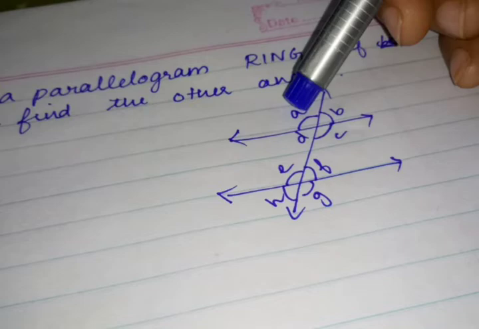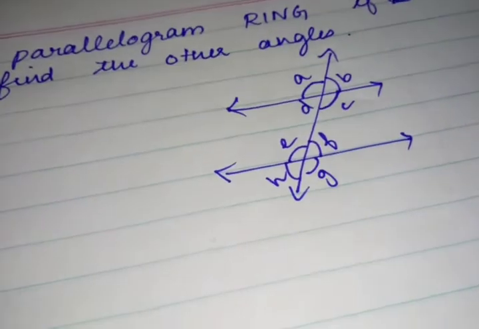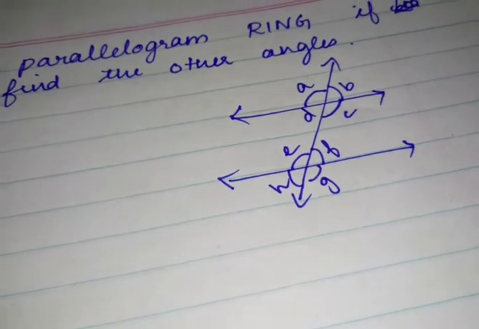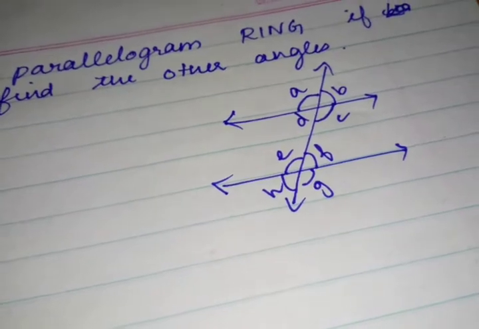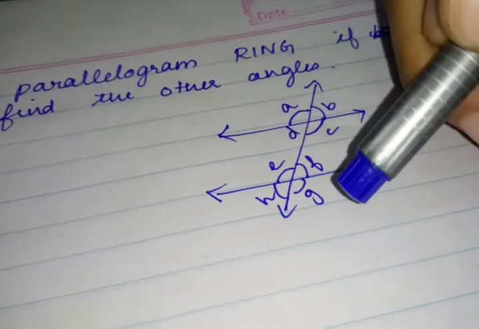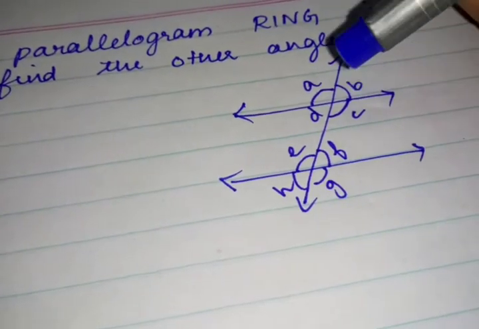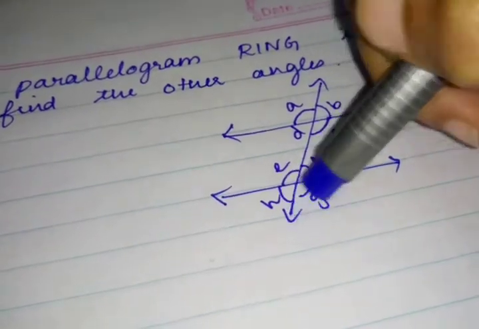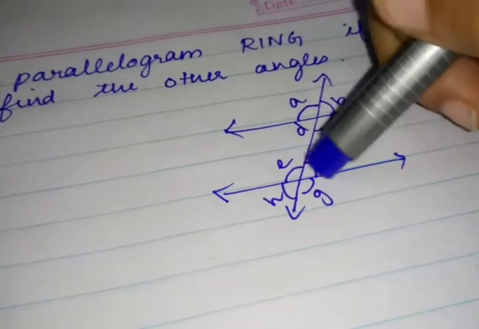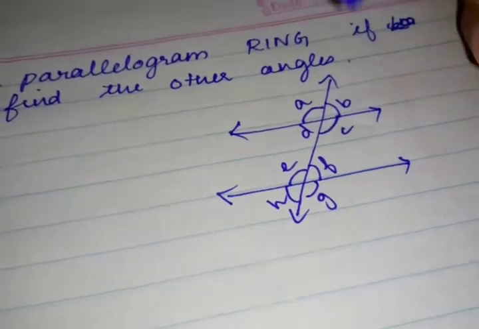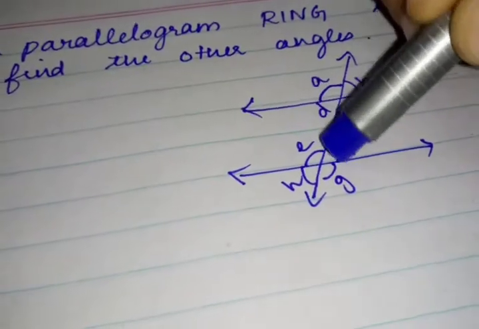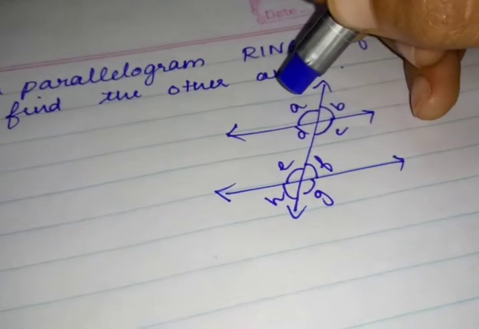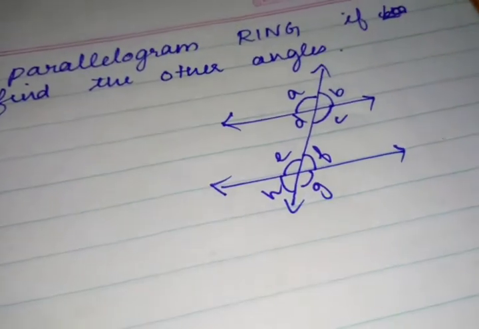Then A, B, G, H are all exterior angles. So alternate exterior angles are equal. So A and G are equal, and B and H are equal. These are outside angles, all exterior angles. Inside angles are all interior angles. In that, all opposite angles are equal. Here, exterior opposite angles are equal.